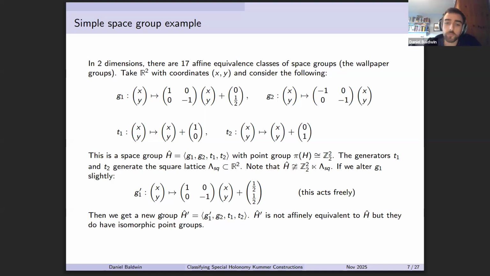So this is another space group, and this isn't affinely equivalent to H hat. So there's no element of the Euclidean group which can conjugate one into the other. But they do have isomorphic point groups. So both their point groups are isomorphic to Z2 squared. Okay, so that was 2 examples of space groups.